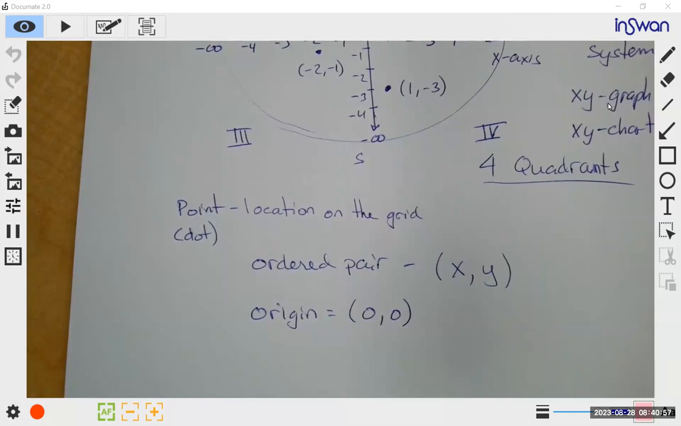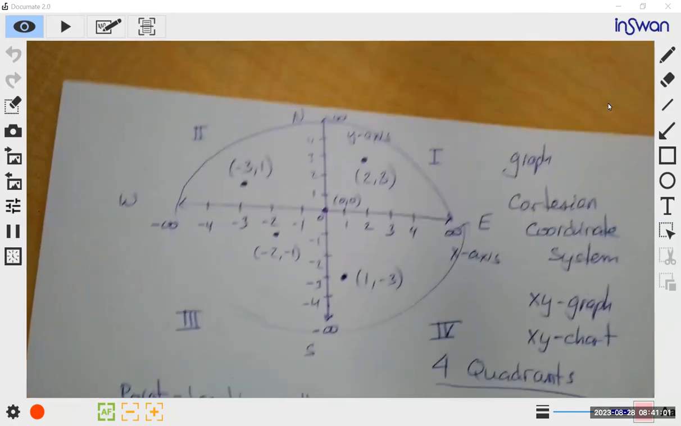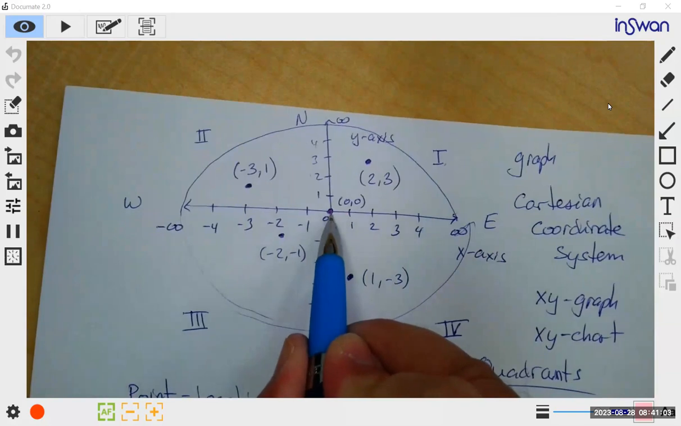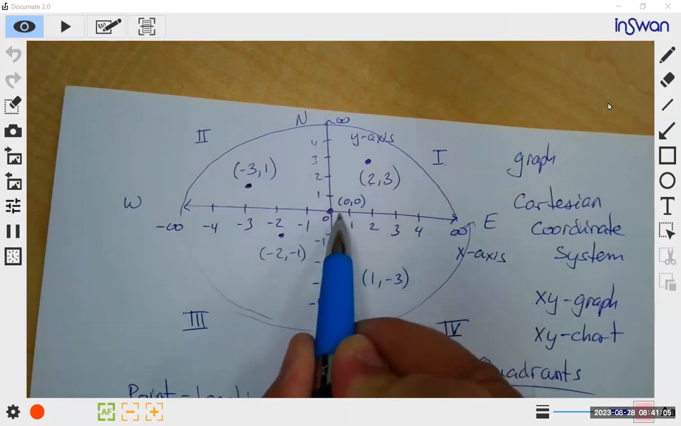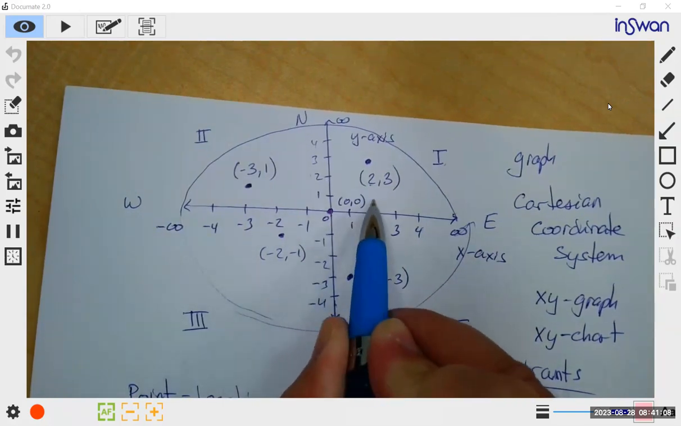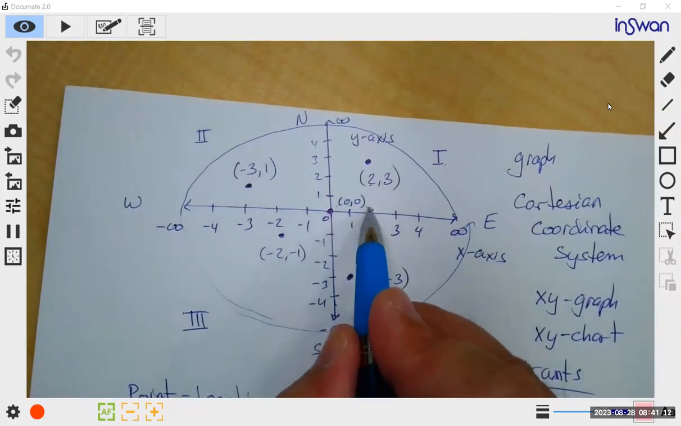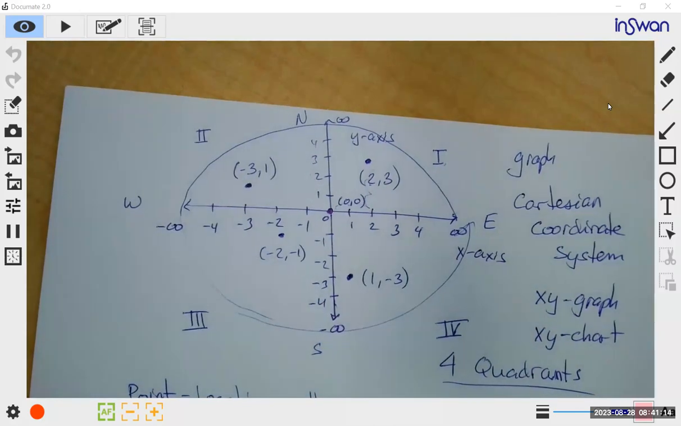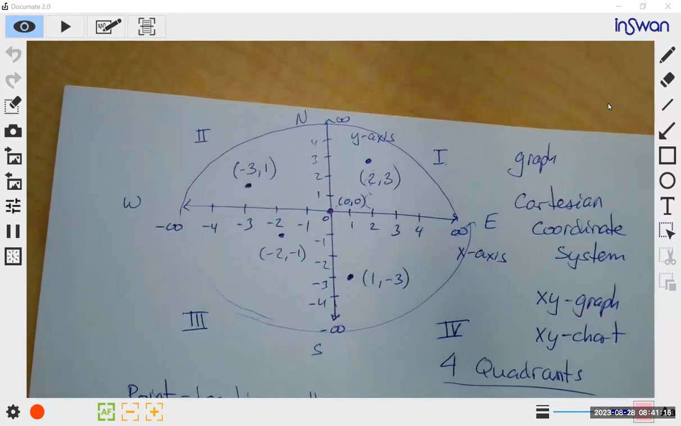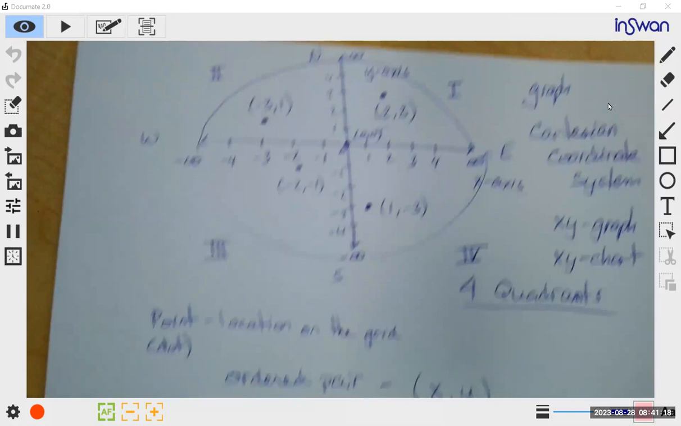If I give you the coordinate, the location of a point, and I say 2, 3, start off at the origin, go positive direction 2, and positive 3. So always go X first and then Y. If it's positive, it goes up, negatives go down. Positive to the right, negative to the left.